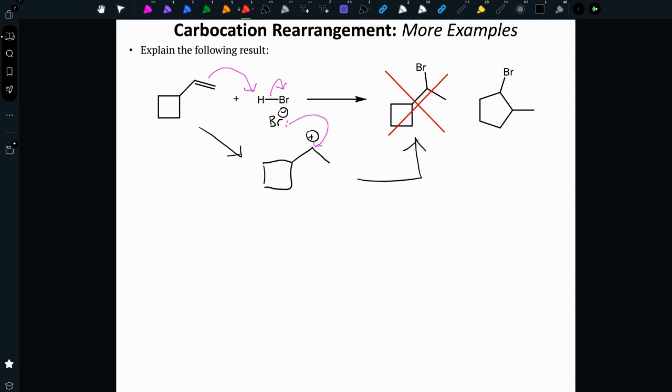Well, what I'm telling you with this big red X is that this product is not actually observed. So this doesn't actually happen that way. So again, we need to come up with an explanation. I am going to stick with that same first step. I'll form a secondary carbocation.